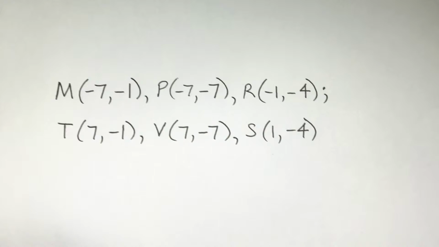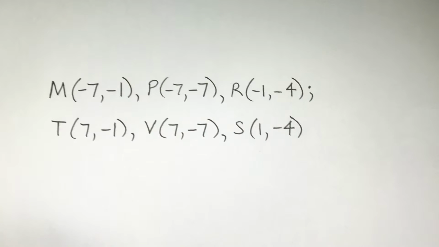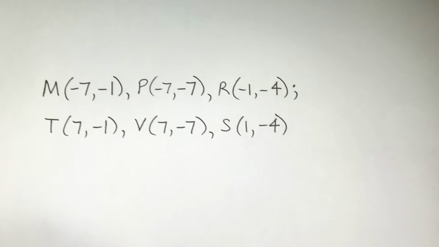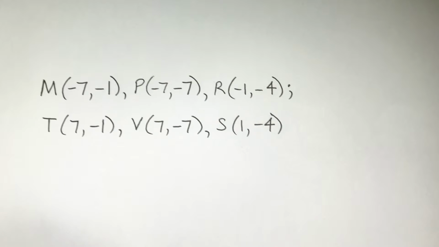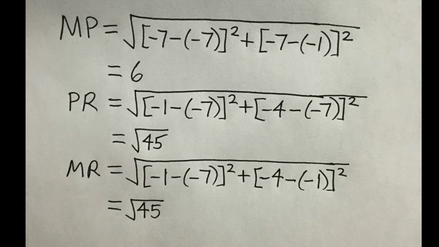These are the coordinates for two triangles. We are supposed to identify the transformation of triangle MPR and triangle TVS. We solve it by proving that they are congruent. First step, we need to graph the coordinates. Second step, we're using the distance formula again.